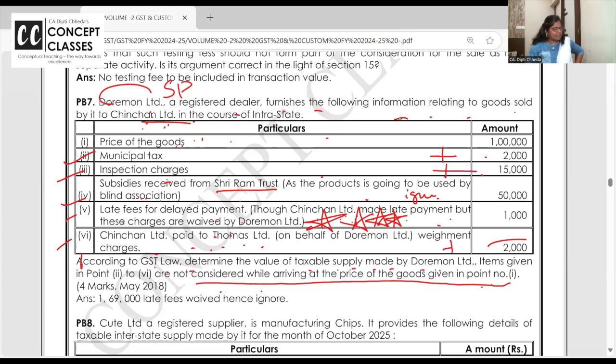Will you add it? Yes. So let's see what's the answer. This is a 4 marks question already. Problem number 7 we are doing in the notebook.